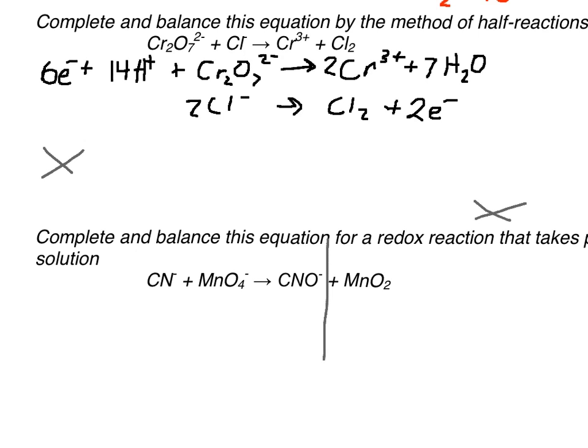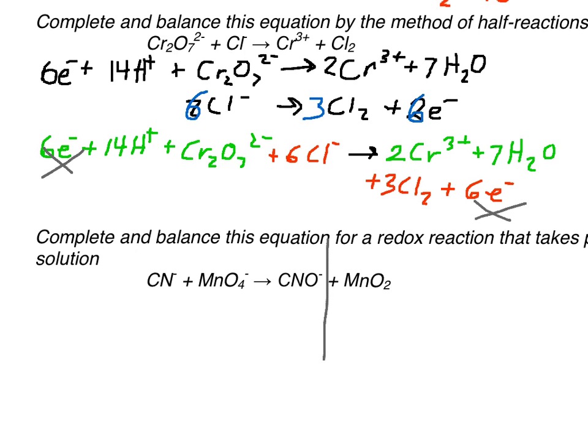And I add my 2 equations together. And we're going to cancel out anything that will cancel out. Our 6 electrons will cancel out, and it looks like that is it. So this is our answer.